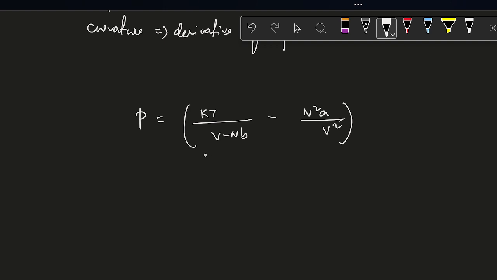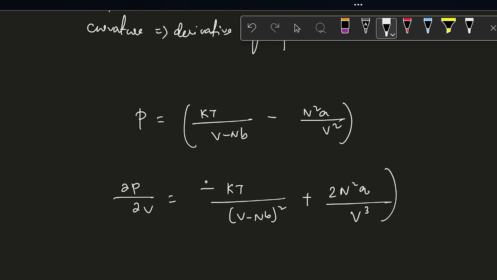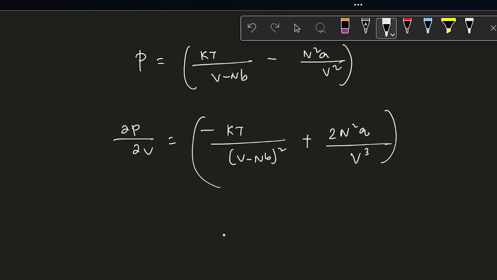This is your p for the Van der Waals gas, and so you have to take the derivative, first derivative. So del p del v is equal to minus kt divided by v minus nb whole square, minus, since this v square makes it, 2 n squared a by v cube. Okay, and also, because we have to use the condition that at critical point C this quantity will be 0, del p del v will be 0.